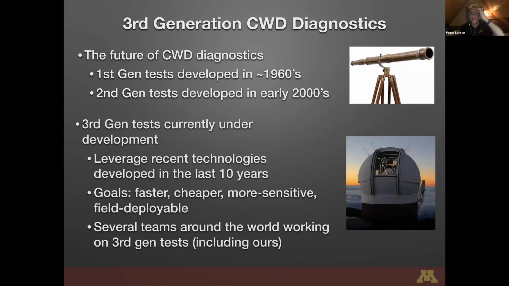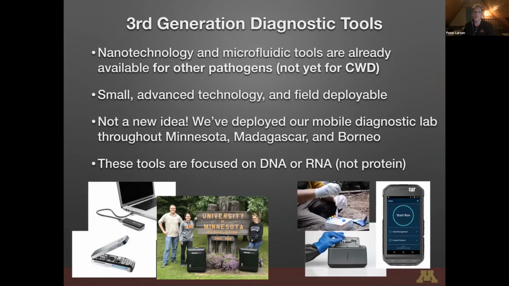But third generation tests, and this is something that we're developing in our own lab, view it as this really high powered modern telescope, right? Where we're leveraging recent technologies. Technologies have been developed just in the last few years to try to create faster, cheaper, more sensitive tests, something that could be taken out of the lab and into the field, okay? And there's several teams that are working on this throughout the world, and ours is one of them.